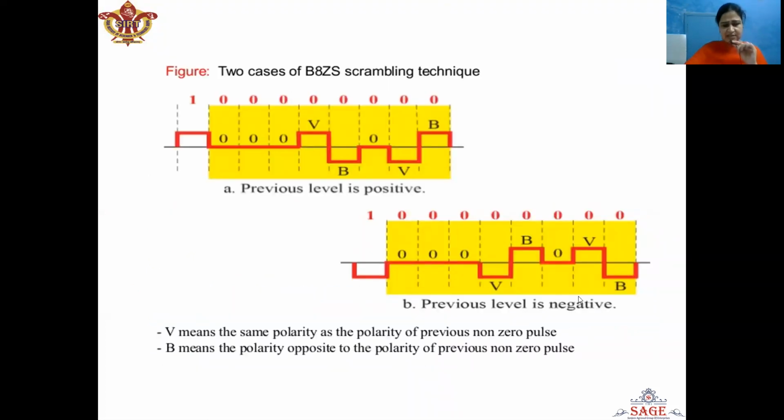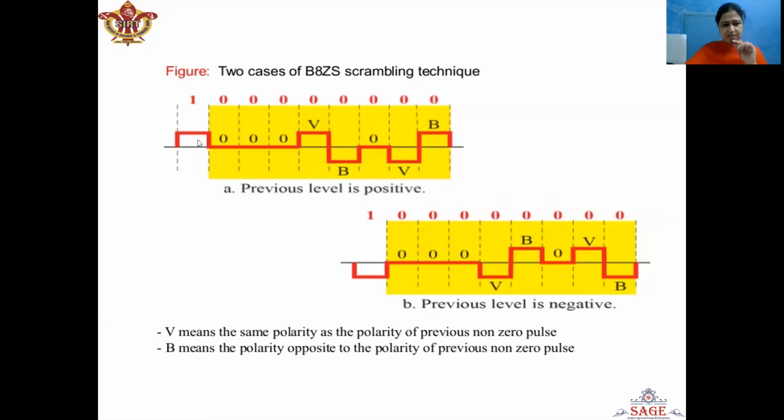Here, two cases are discussed, where the first case represents when the previous level is positive and the second case when the previous level is negative. Now here we can see one bit is represented by the positive level and there are 8 consecutive zeros. These 8 consecutive zeros are represented by the pattern 000VB0VB. The three zeros are represented by the zero voltage. V means violation, that means it breaks the alternating polarity rule.